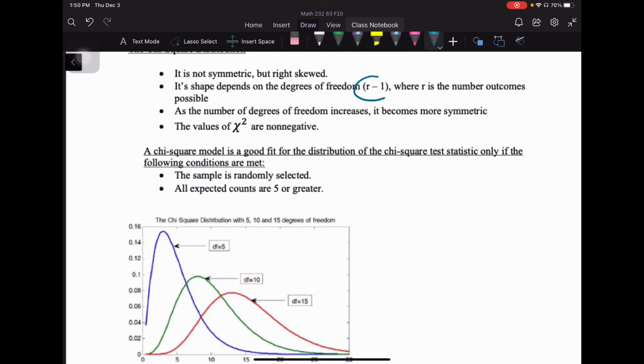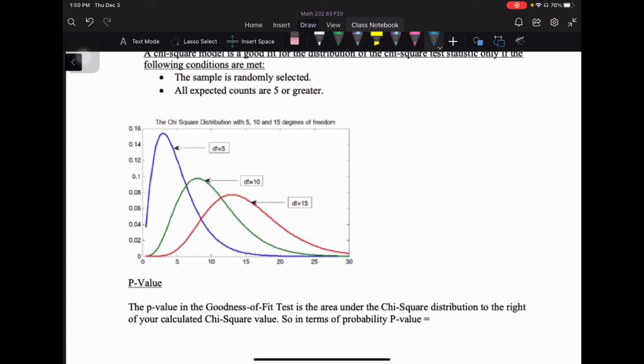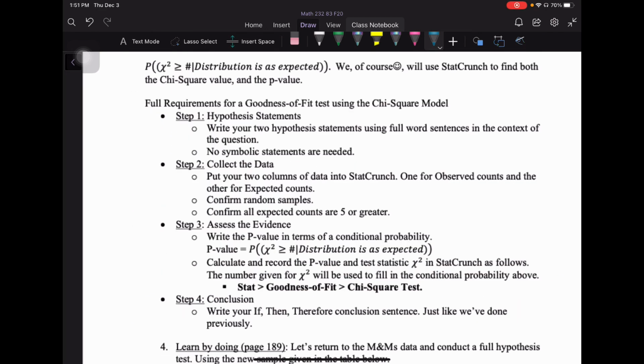We're using degrees of freedom r minus 1 here because we're talking about categories minus 1 rather than sample size minus 1. And our p-value is still the probability of correctly rejecting the null when the null is false. The probability of our chi-squared value being larger than the number, given that our distribution is what we expect, we're going to use StatCrunch to calculate these values for us. But remember, you want to do your state, plan, do, conclude. You want to identify your hypotheses, state your alpha level, check your conditions, run the numbers, and then make your conclusion statement.